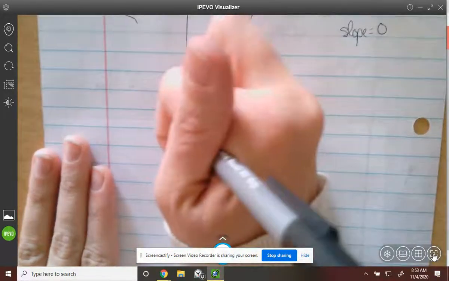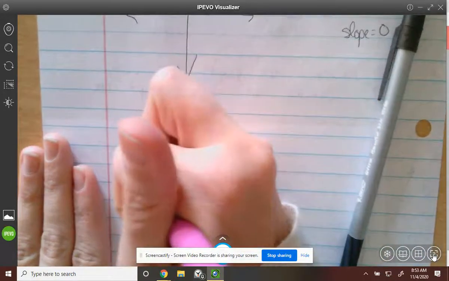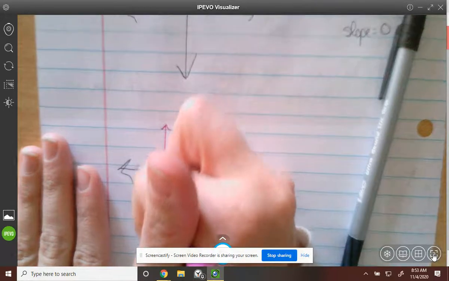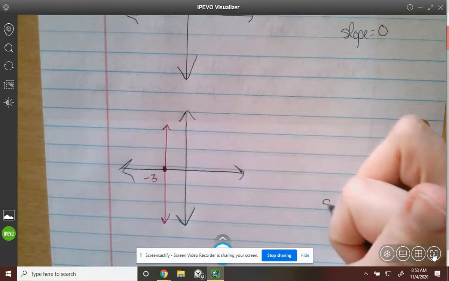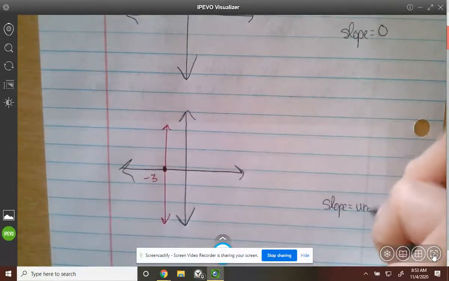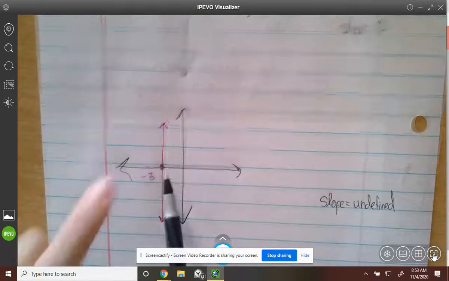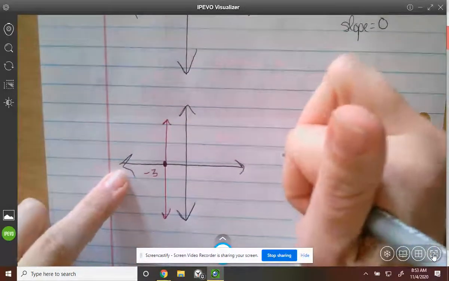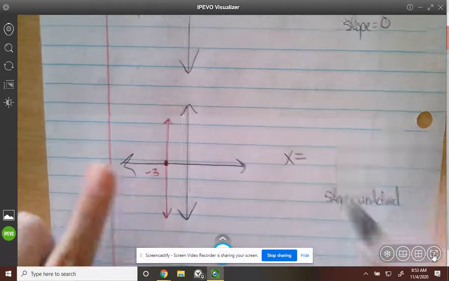And then we got one more situation. Let's say I'm over here at -3, and let's say it looks like this. My slope in this situation is undefined. So that means that I can't even write a y equals equation if my slope is undefined, because you'll never see an equation with y equals undefined x. That's not a thing. So this one is super weird and special because instead of y equals, this one is actually x equals, and it just equals what your x-intercept is. So in this case, it's -3.